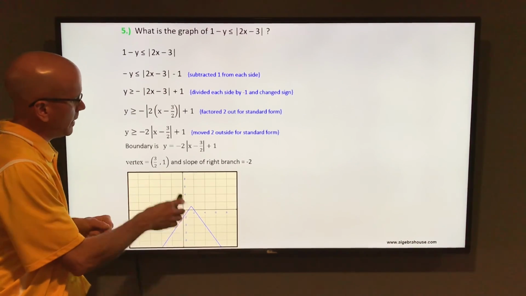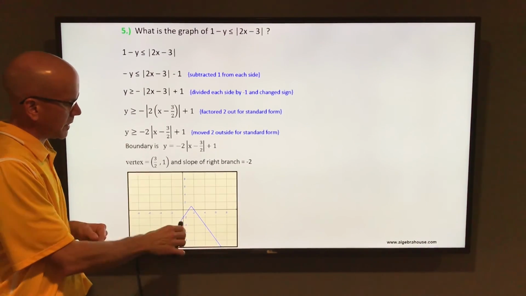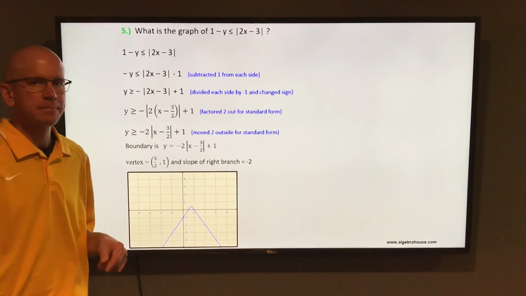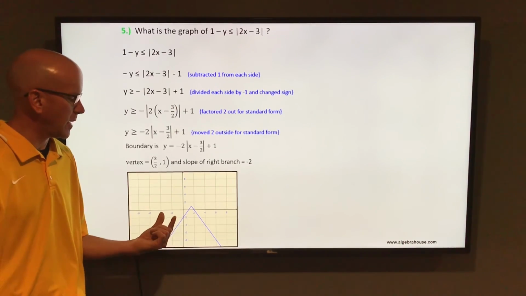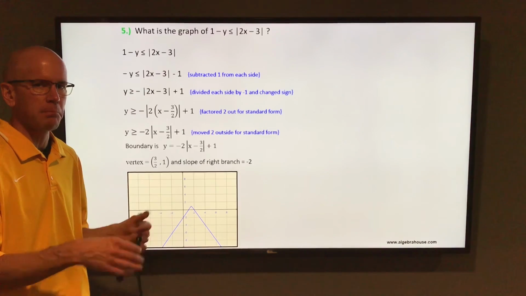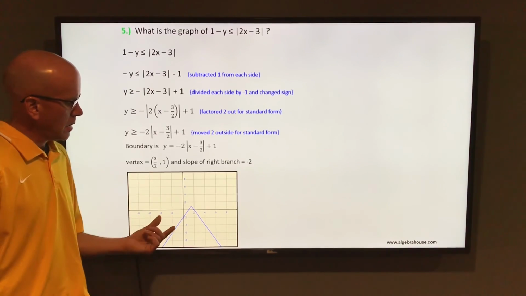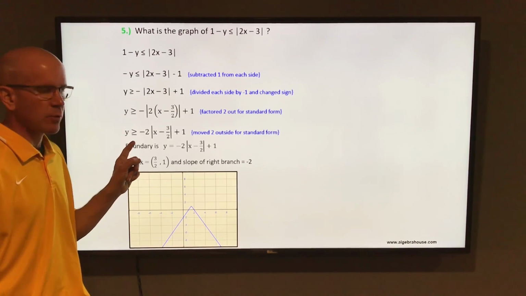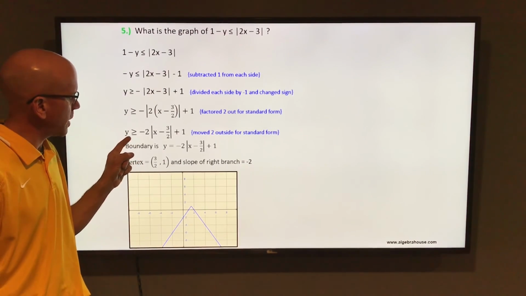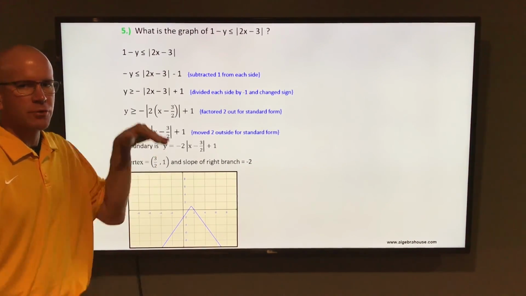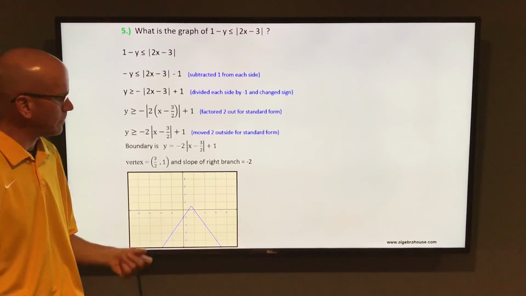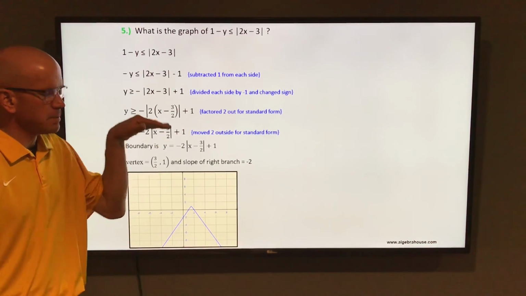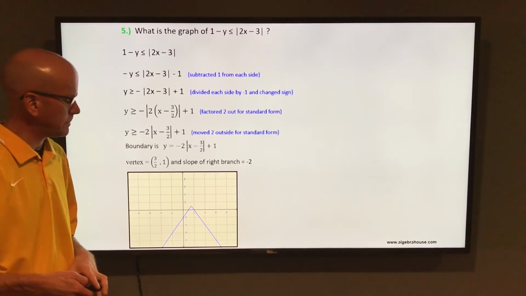It's a solid line because we have a greater than or equal to sign, that is a solid boundary. I keep calling it a line. It's not really a line. It's a V-shaped graph, but it's a solid boundary. So all we have left is the shading. Look back to when it's in general or standard form. Shade based on that sign. If it's greater than, you shade above. If it's less than, you shade below. If it's greater than or equal to, we're going to be shading everything above that boundary.